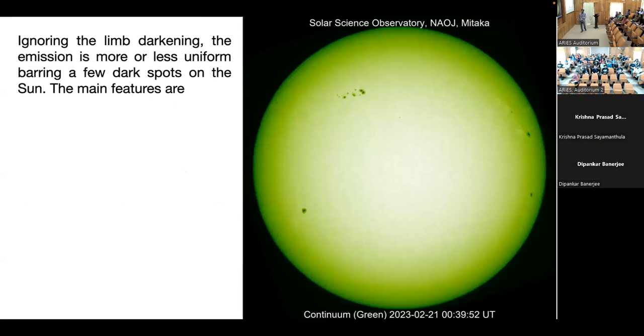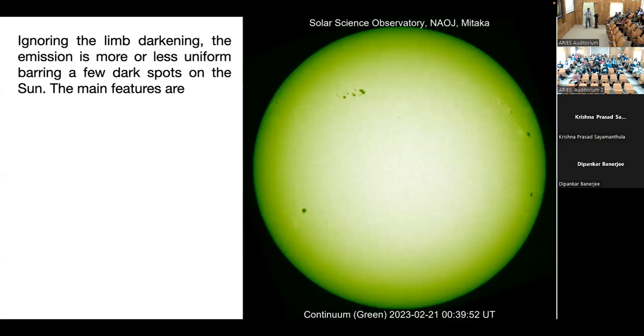So the photosphere structure roughly looks like this. You have seen this, I think, multiple times now. You can see this is one of the lines, the so-called continuum green line, whose wavelength falls in the green band. If you observe like that, you can see how the color changes. But ignoring this limb darkening, mostly you see this white part, and then you see these dark spots. Those are the sunspots, which you know by now.